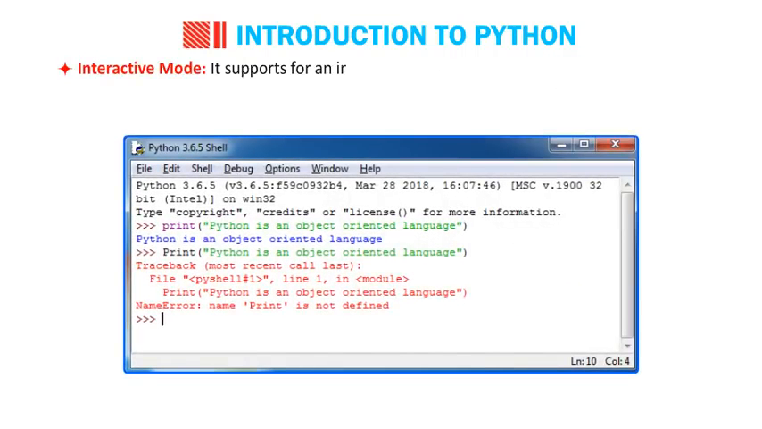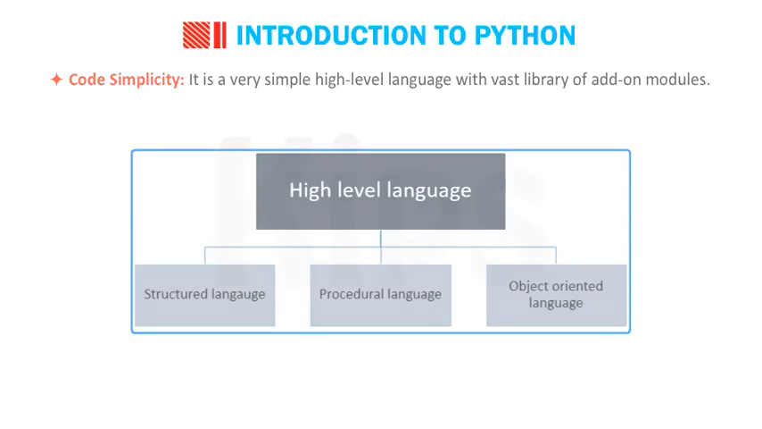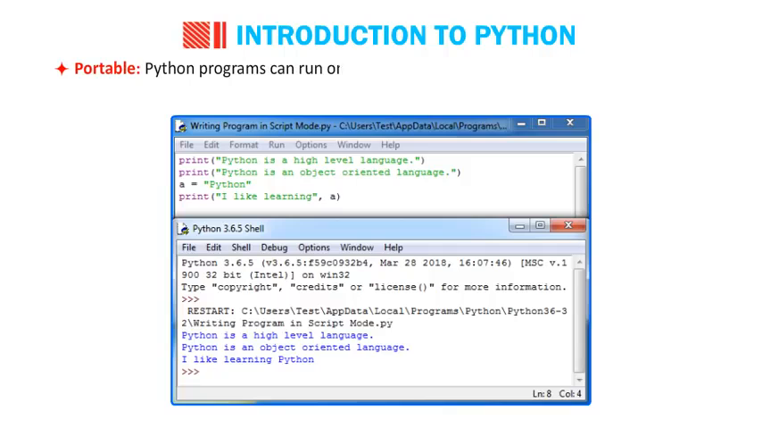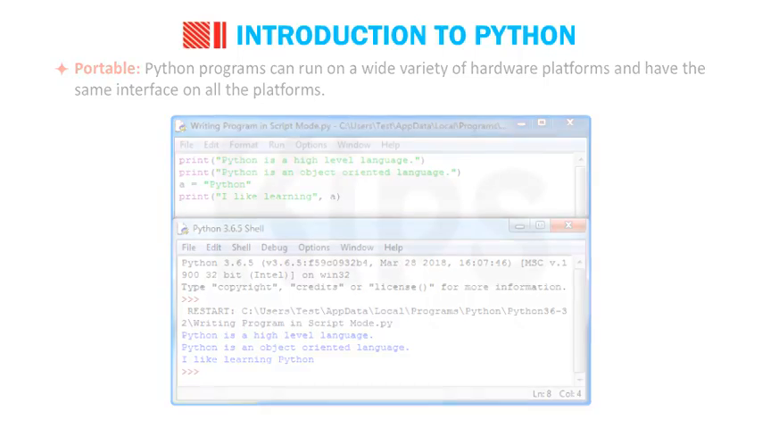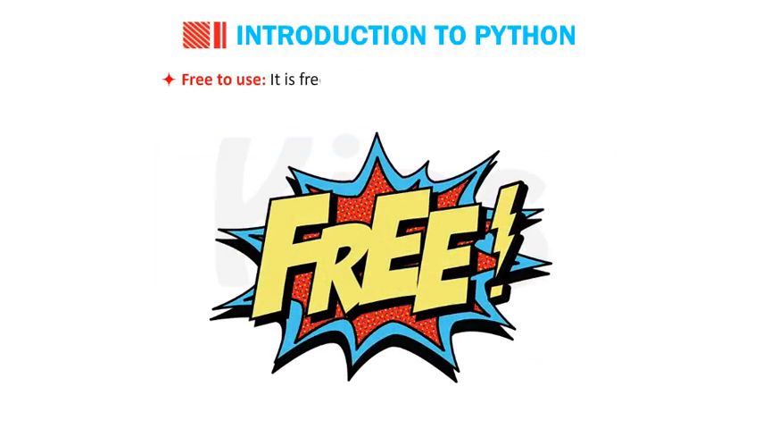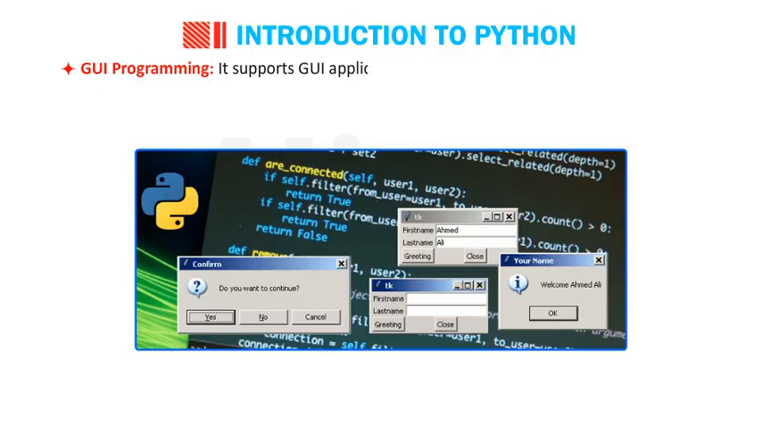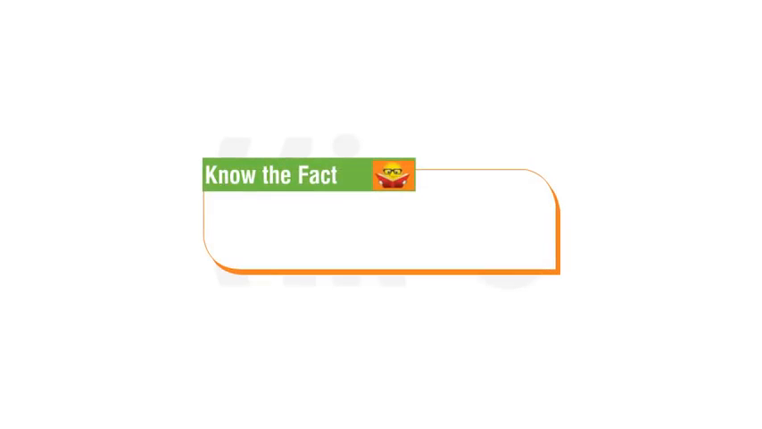Interactive mode. It supports an interactive mode which provides interactive testing and debugging of the code. Code simplicity. It is a very simple high-level language with a vast library of add-on modules. Portable. Python programs can run on a wide variety of hardware platforms and have the same interface on all the platforms. Simple syntax. It has a simple syntax. Free to use. It is free to use even for commercial products. GUI programming. It supports GUI applications that can be created and ported to many systems. Students know the fact that syntax refers to the grammatical rules of any programming language.